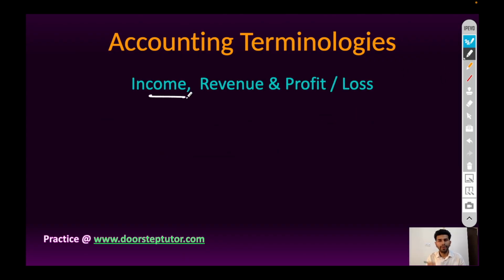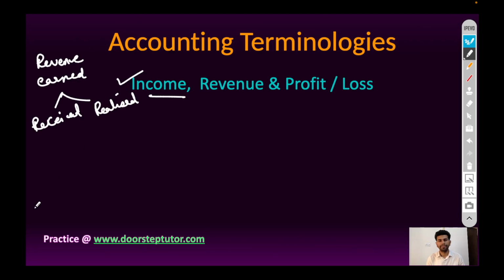Next, income, revenue, and profit and loss. Income is revenue earned. It can be received or realized. For example, rent received or interest received, dividend received. So it is a kind of income. These are income. But it is not necessary that income is only that thing which is received. It can also be realized. That is, it is realized but not yet received.